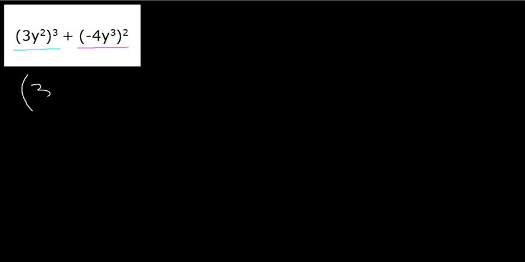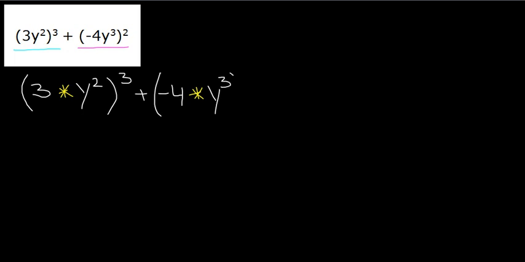Parentheses open, 3 times y squared, and parentheses close, that whole quantity cubed, plus, parentheses open, negative 4 times y cubed, parentheses close, and that whole quantity squared.